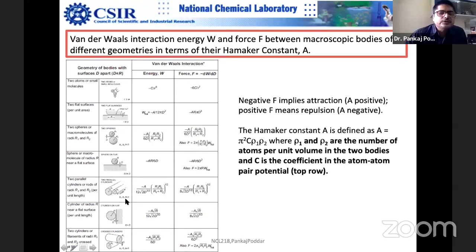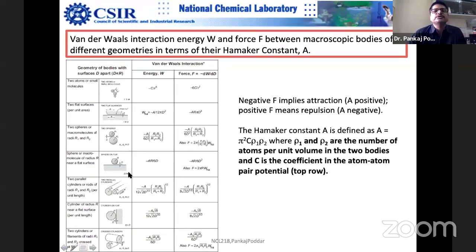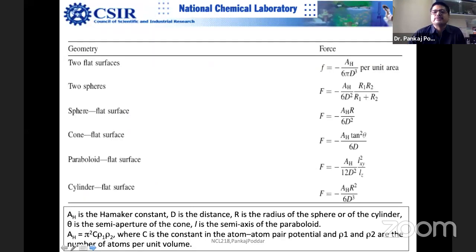So you can see now there are two rods next to each other, parallel cylinders. Here you have a sphere and a parallel surface, two spheres. In your laboratory experiments, you can come across a variety of surfaces. Some of the simpler structures are given there, so you can take the formula from here for the force and energy, and you can use it to your advantage.